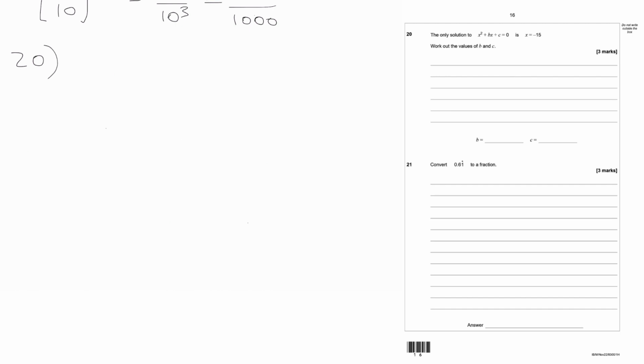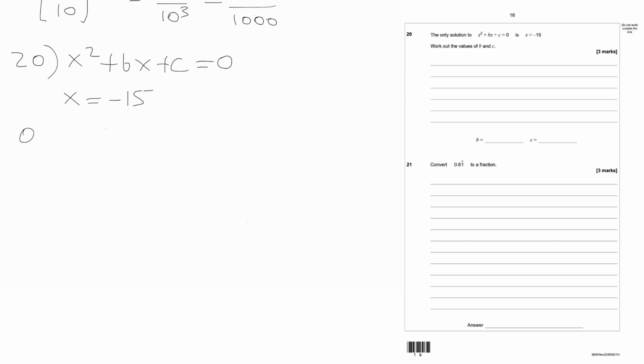So moving on to question 20. We're told that x squared plus bx plus c equals 0 has only one solution, which is that x equals minus 15. And we're told to work out the values of b and c. Now, we could go about this by trying to factorise, but for me, I think the easiest way to do this is going to be to use the quadratic formula.